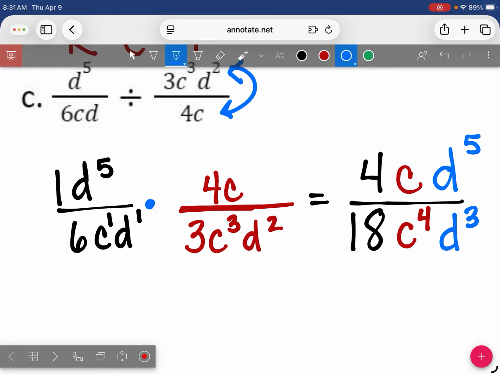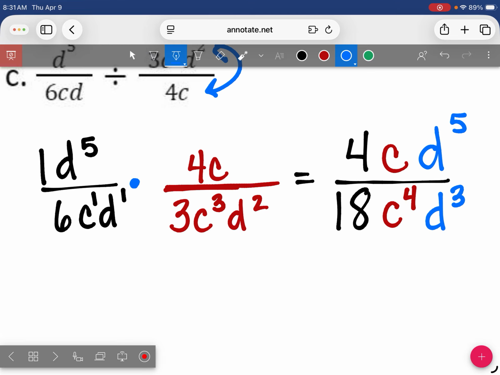We're going to reduce our fraction, our 4 and 18. Both of those are even. So go ahead, divide both of those by 2.